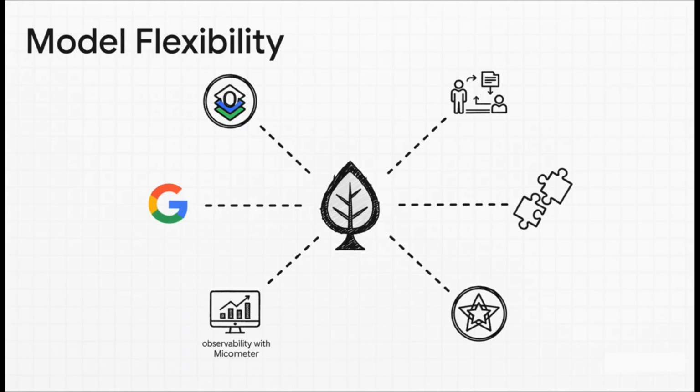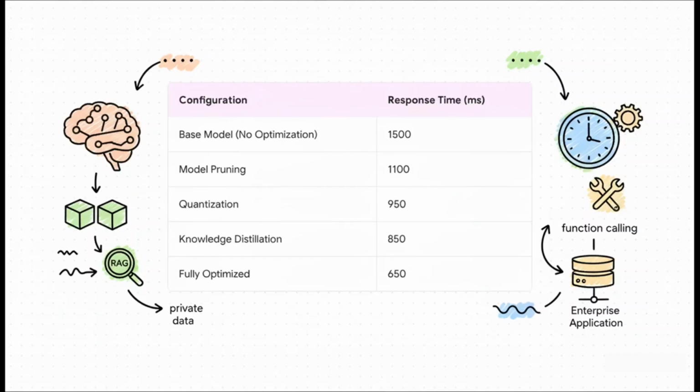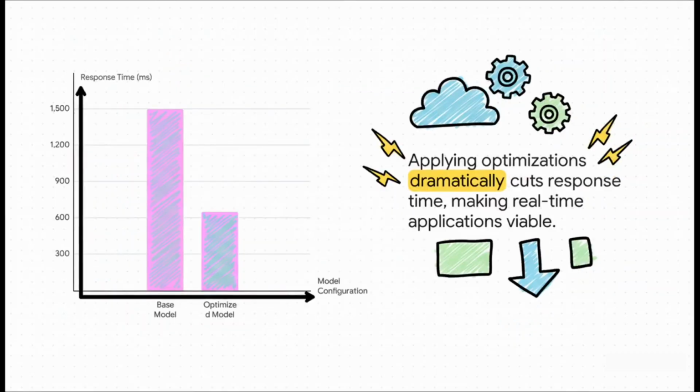Plus, you get enterprise-grade observability right out of the box with Micrometer, so you can track performance and, crucially, you can track your costs. But what about raw performance? We all know running these huge models can be expensive, so to make them truly enterprise-ready, we've got to optimize. Techniques like model pruning, which is like trimming away the less important parts of the model's brain, and quantization, which speeds up the math by using less precise numbers, when you combine these, they make a massive difference in efficiency and speed.